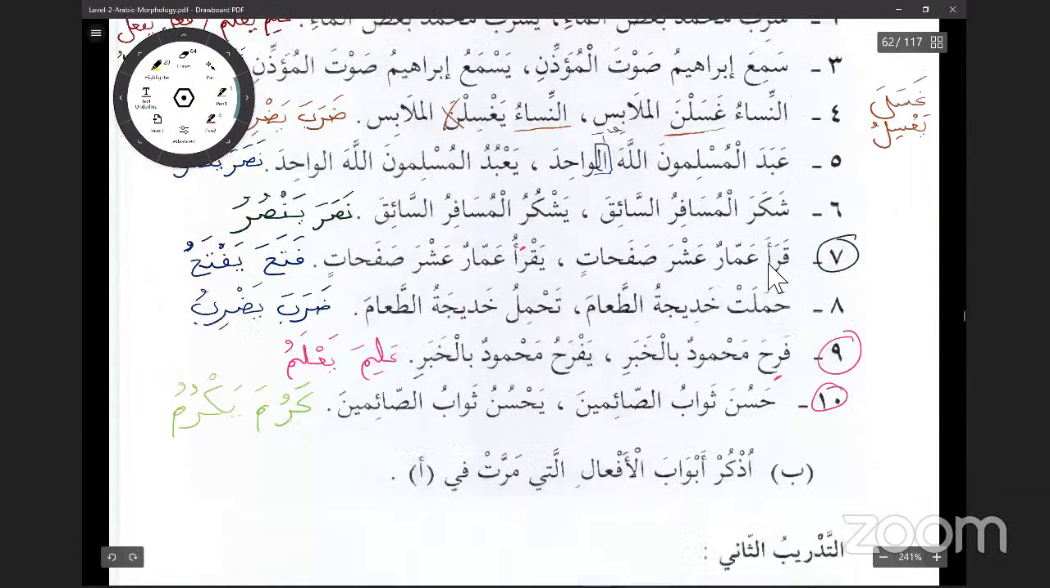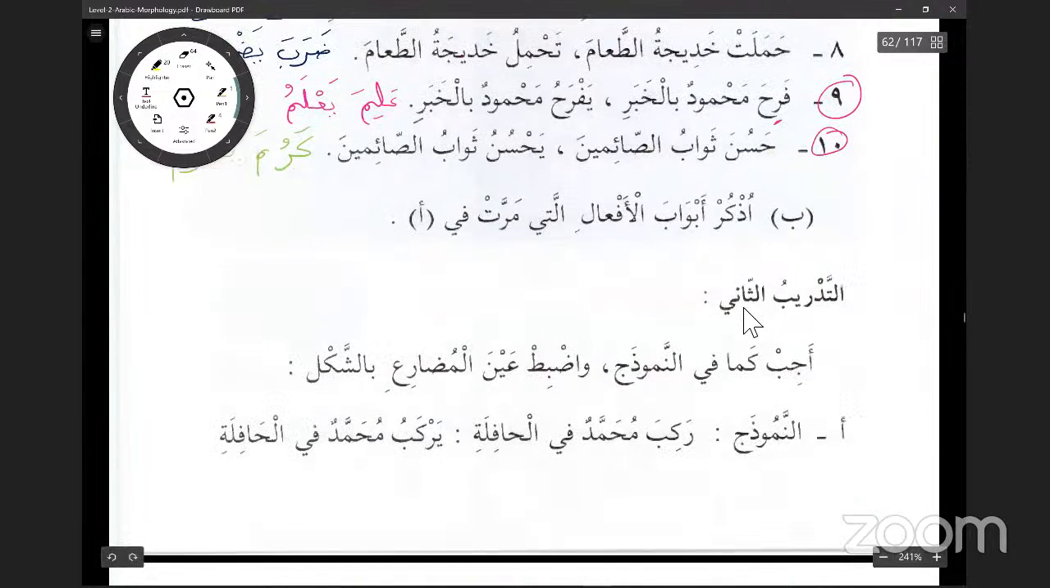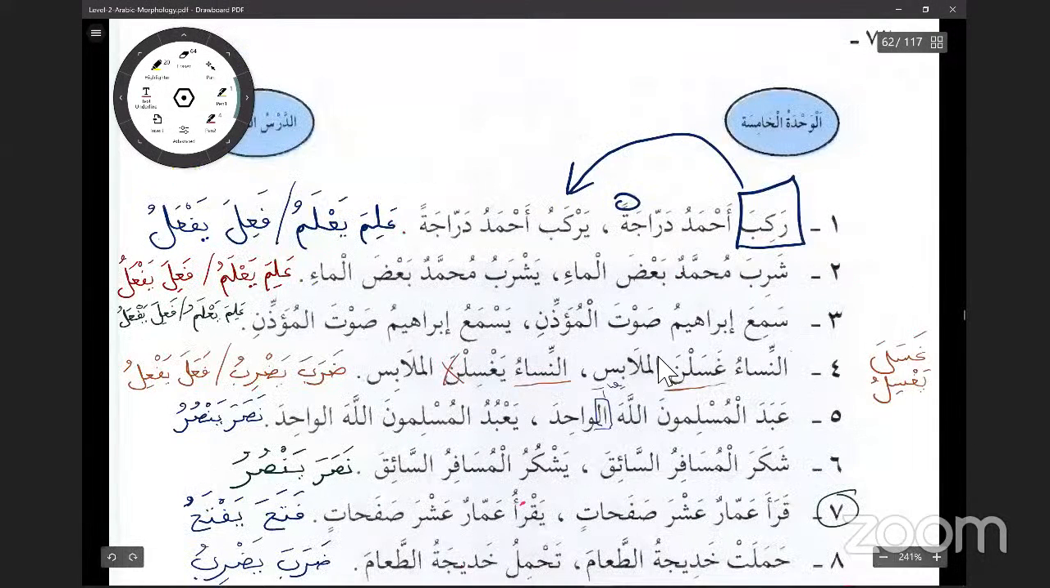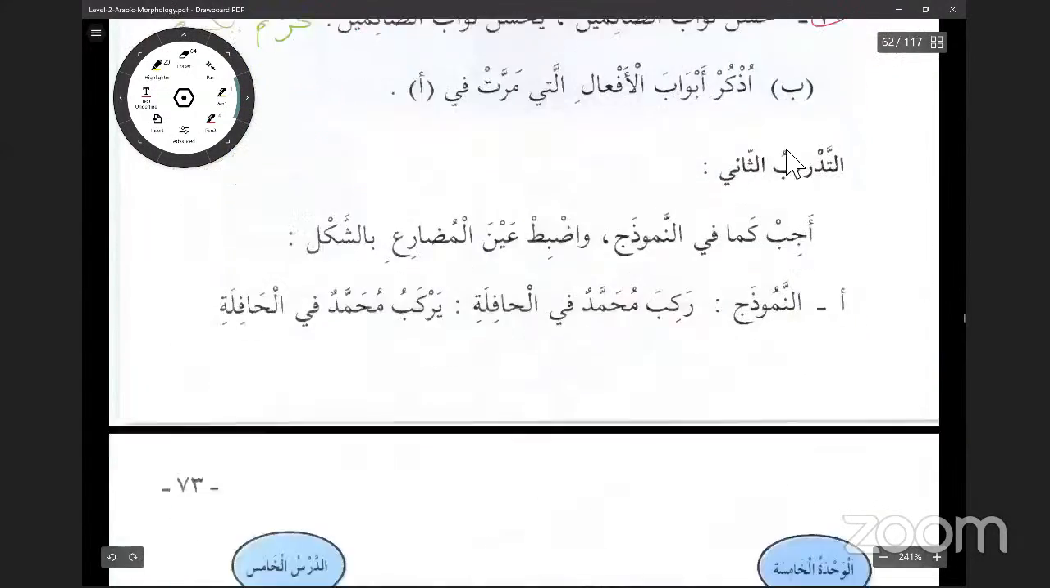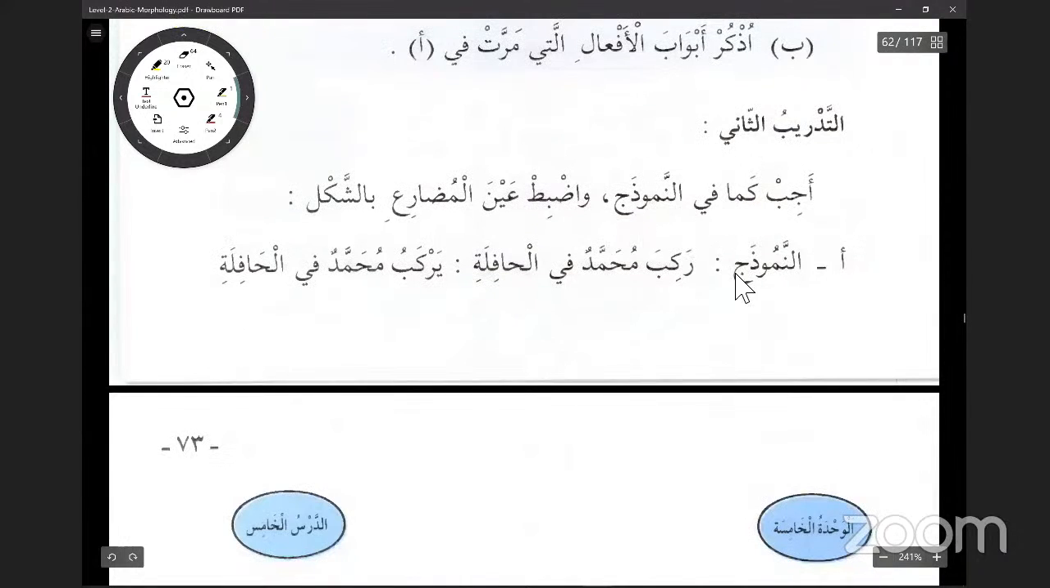Alhamdulillah. So now we have تدريب الثاني. We already did this one, which says أذكر أبواب الأفعال التي مرت في ألف. We just did ألف. And then it says mention the أبواب it comes from. We did that. So here in تدريب الثاني, the second exercise, it says أجب كما في النموذج واضبط عين المضارع بالشكل. Do it like the example. And واضبط, you remember we said whenever we have واضبط, make sure you have the عين of the مضارع correctly.